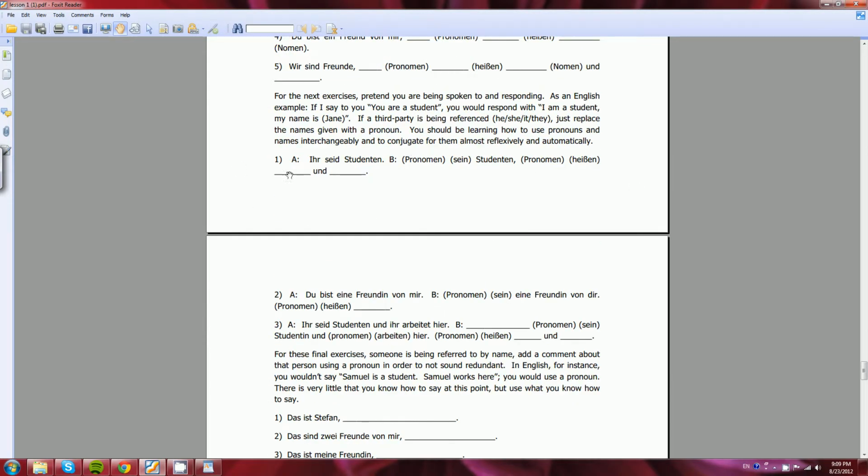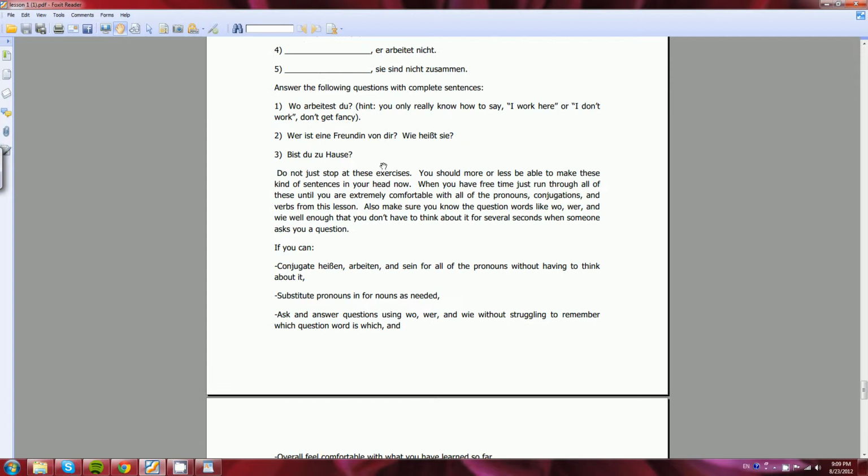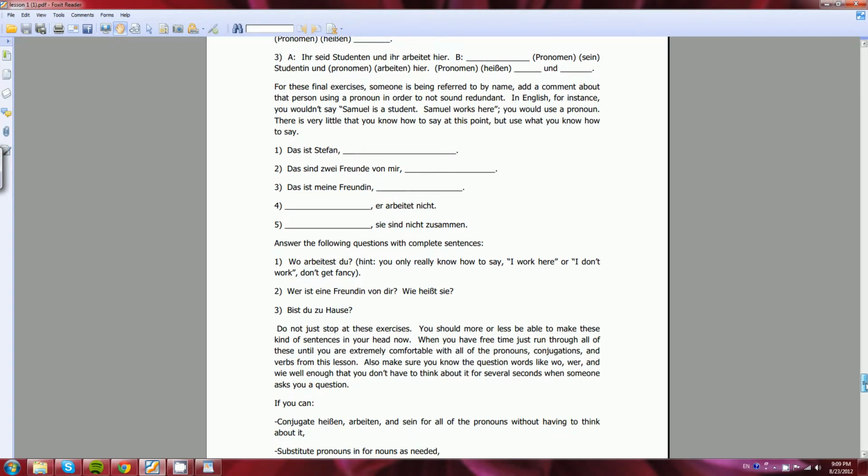For these next exercises, it gets a little more complicated. This is trying to ask, if I refer to you as ihr, what do you refer to yourself as? Wir. If I refer to you as du, then you refer to yourself as ich. So, if two people are talking, they're going to use different pronouns to talk about each other. It's all pretty obvious how to do this if you just think about it.